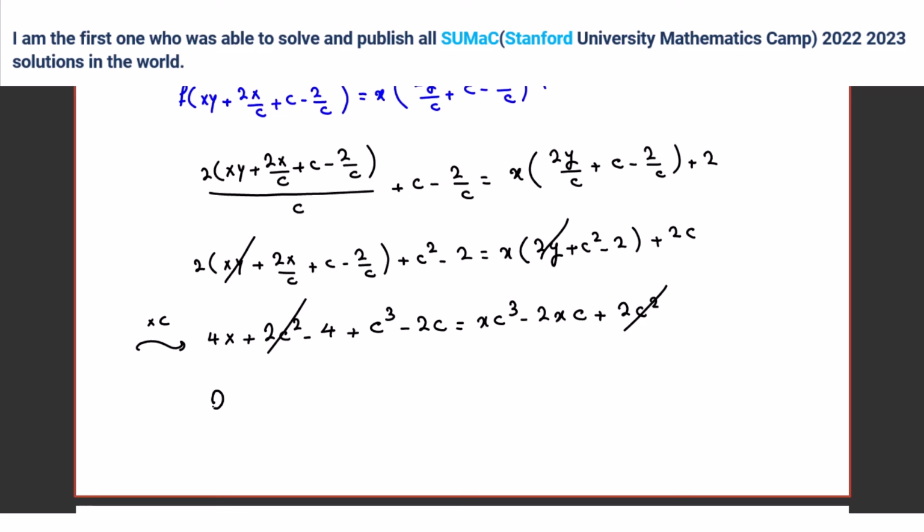Yeah. Now let's take all things to one side. Xc cubed minus c cubed. Then negative 2xc plus 2c, right? Minus 4x, yep, plus 4. You can factor from one term, it's obvious. You can factor from what?